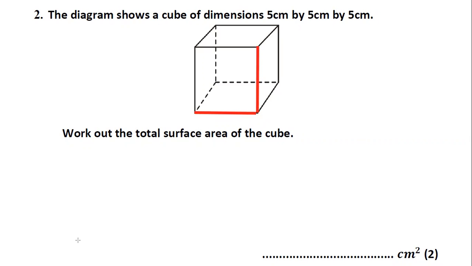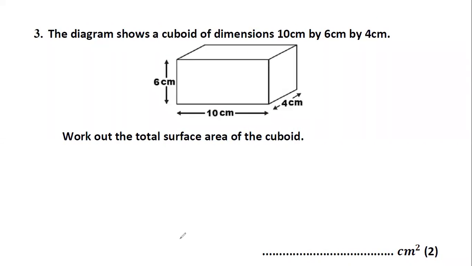So basically, I need to work out the area of one face. So 5 times 5 will be 25 centimeters squared. And all of the faces are identical, and in the case of cubes and cuboids, there are 6 faces. So we'll just multiply 25 by 6, and that will be 150 centimeters squared. Let's move to the next question.